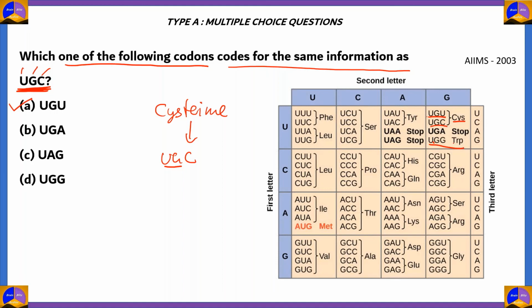It codes for only one amino acid, and that is tryptophan. So UGG codes for tryptophan, and that's why option D is incorrect. UGA and UAG are both stop codons. So therefore, they do not code for any information. They code for the stopping of translation of mRNA. So options B and C are incorrect. So according to this table, the right answer is UGU. So UGC and UGU are the two codons which code for the amino acid cysteine.